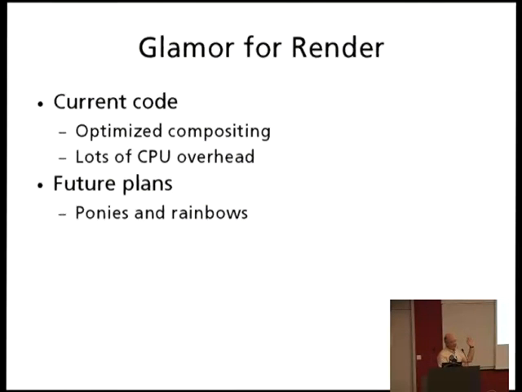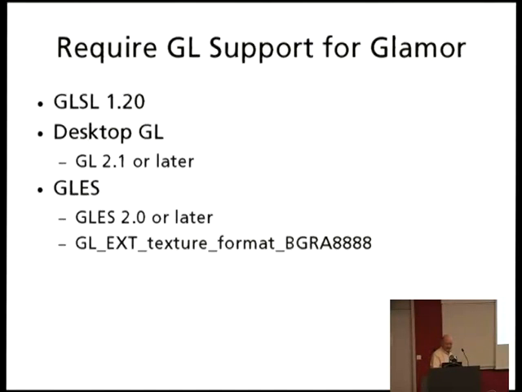Why we need to optimize Glamor for Render: the current code looks a lot like the old core code. It does a lot of stuff with the CPU. We need to fix that. Obviously, the future plans are to make this totally awesome. So next year at XDC, I'll show you how awesome Glamor is here.